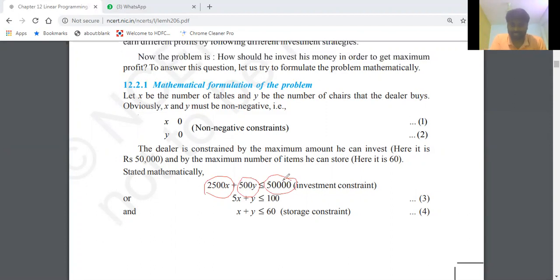Now, after that, let us go for the second constraint. These inequalities are all called constraints. Now, what is the second thing? 5x plus y less than or equal to 100.